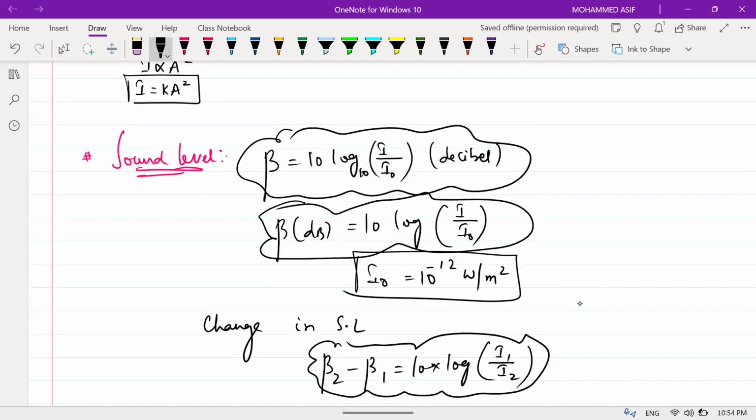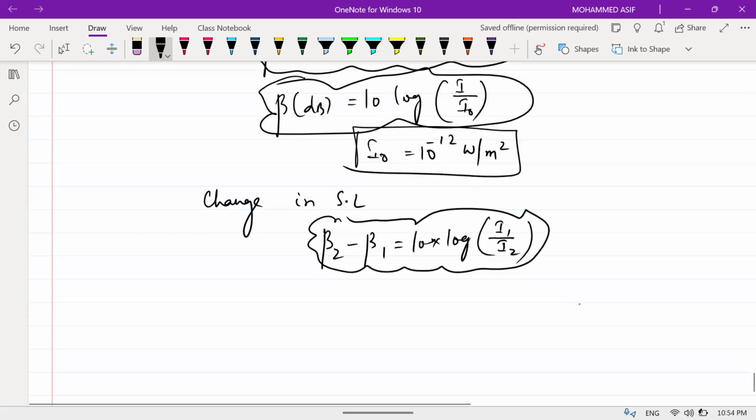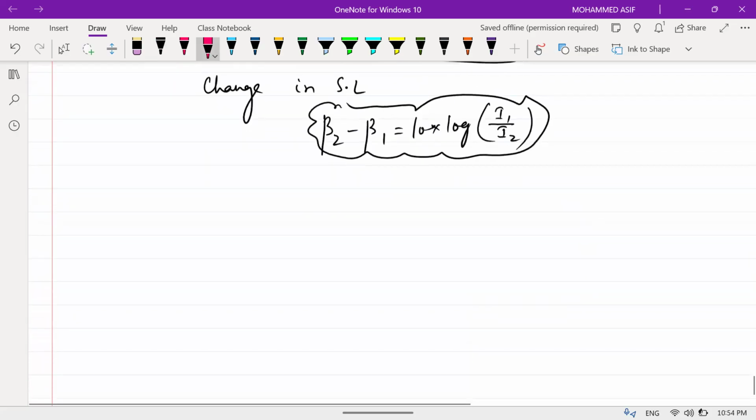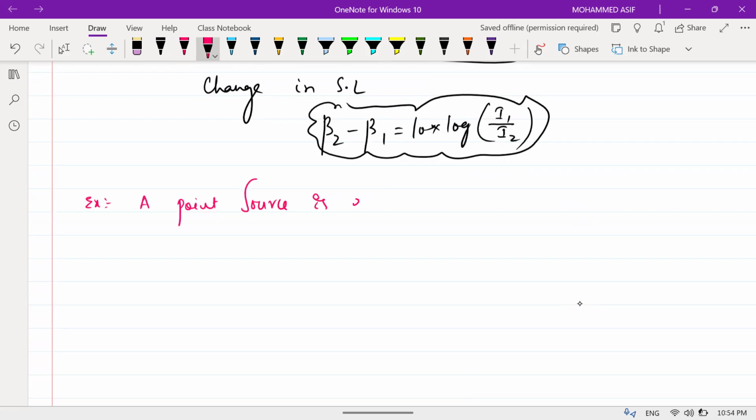Clear? Let me give one small example. Say, for example, a point source is emitting sound in all directions. Intensity is directly proportional to the square of the amplitude. So it is the square of your, what do you call that one? Amplitude. Now a point source is emitting the sound in all directions.